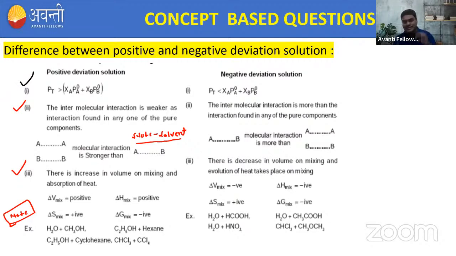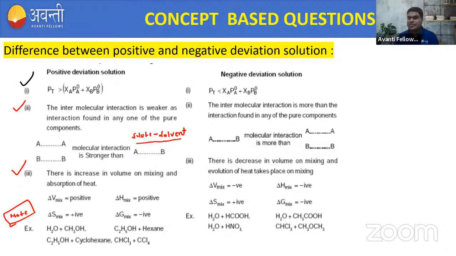Once again, repeat: alcohol and water, that is methanol and water, ethanol plus hexane, chloroform plus carbon tetrachloride, ethanol plus cyclohexane. They all are examples of positive deviation. Clear to everyone?